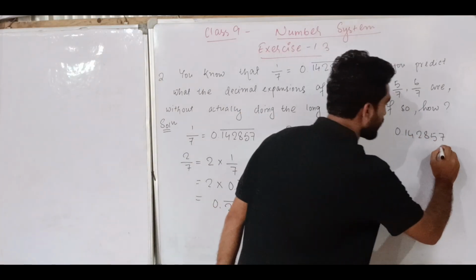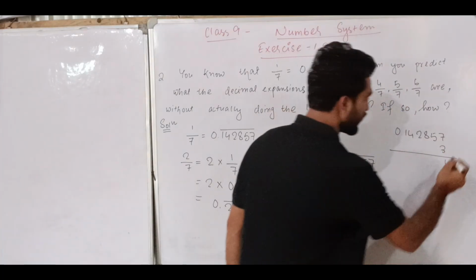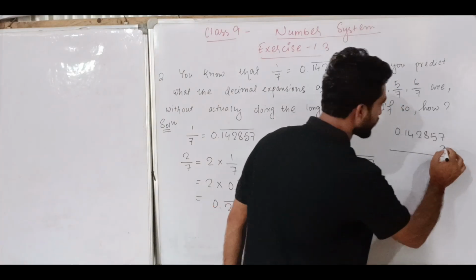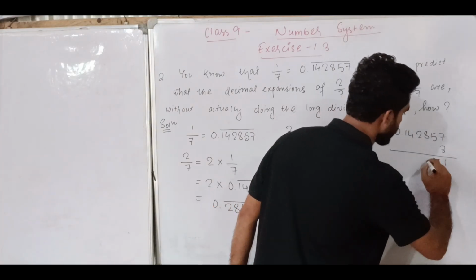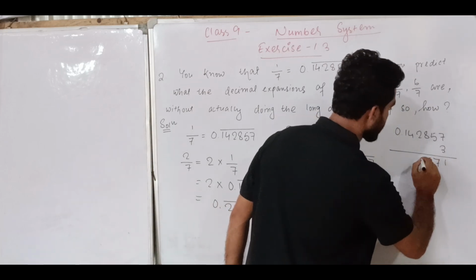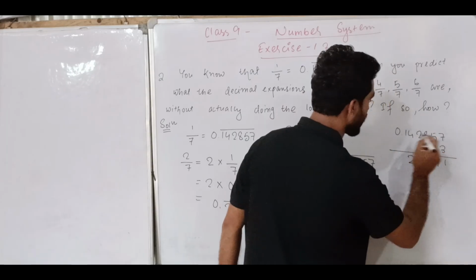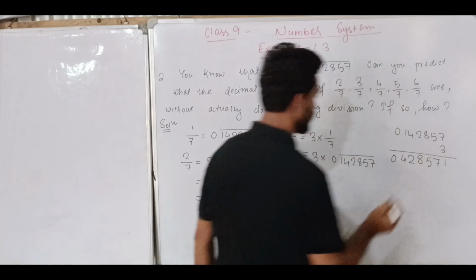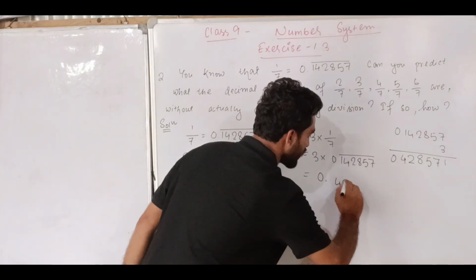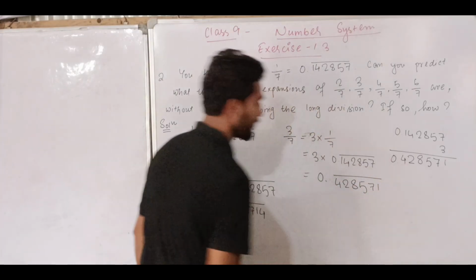0.142857 multiplied with 3. So 3 7s are 21, 2 carry, 3 5s are 15, 17, 3 8s are 24, 1 5, 2 carry, 3 2s are 6, 8, 3 4s are 12, 1 carry, 3 1s are 3 and 1, 4. So the decimal expansion of 3 by 7 will be 0.428571 bar.